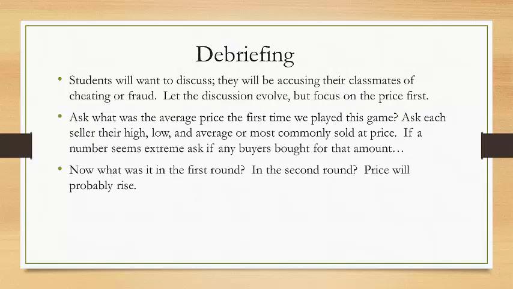Debriefing. Let the discussion flow. There will be accusations of cheating and/or fraud because agreements were broken. Focus on price differences first between the first time you played this or a similar game in your classroom and round 1 today. Ask what happened to price. It rose because there were fewer sellers. Then, in the second round today, what happened to price? It usually rises again because sellers have an easier time of colluding.